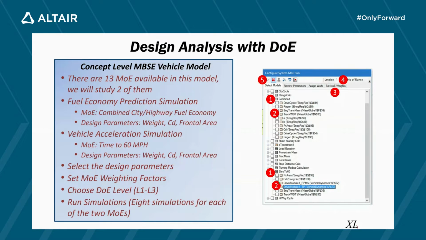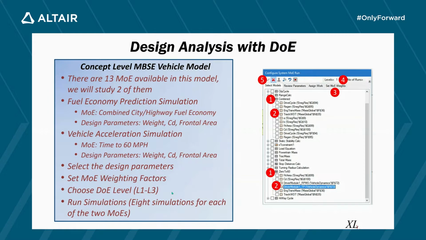You select the design parameters here that you want to study. You choose the level. You can put weighting factors on the MOEs, since some are more important than others. You select the level of the DOE that you want to run, and then it will tell you the number of runs you need to make. In this case, it was 8.